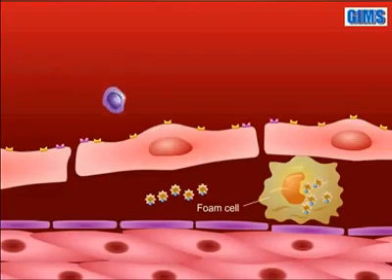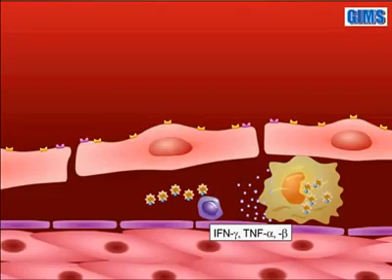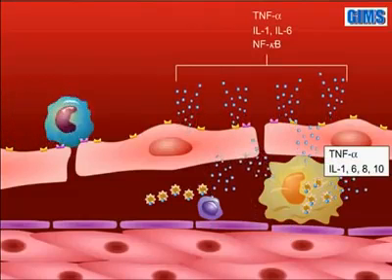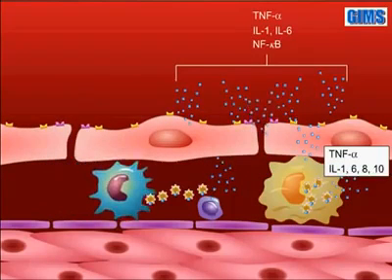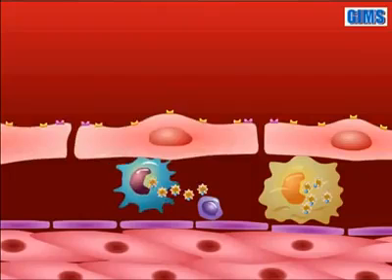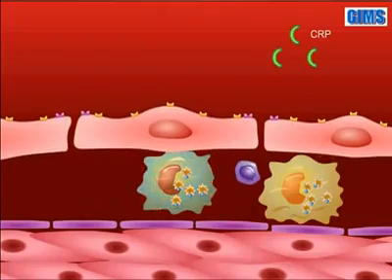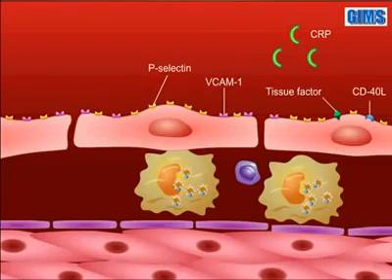Macrophages are also involved in T cell activation. Activated T cells in turn secrete TNF-alpha and IFN-gamma, which amplify the inflammatory response. Macrophages, foam cells and endothelial cells continue to release cytokines, activating monocytes and T lymphocytes. Endothelial cells express adhesion molecules such as VCAM1 and P-selectin, as well as tissue factor and CD40 ligand.